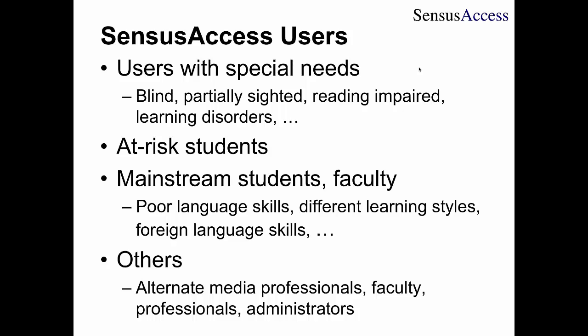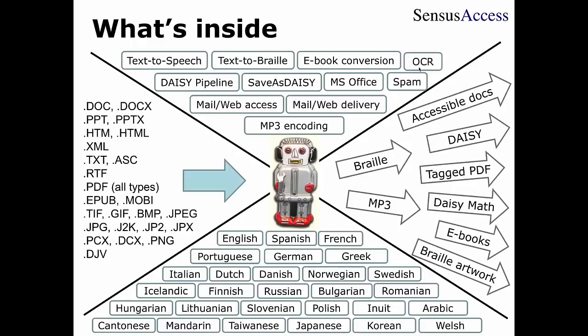Switching to the next slide, which is really a summary of what is inside the SensusAccess service, and I'm going to talk you through this. At the top, we have a list of the different technologies. With SensusAccess, we're not introducing any new technologies, really. The SensusAccess service is made up of a number of well-known technologies. What we have added is a number of automated workflows so that you don't need to be an expert in converting documents into alternate formats and even into some quite sophisticated alternate formats.